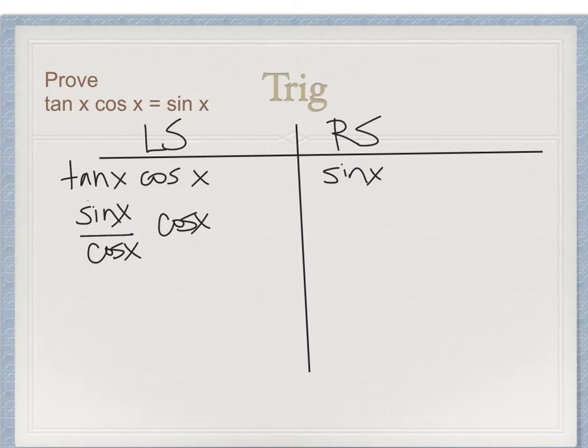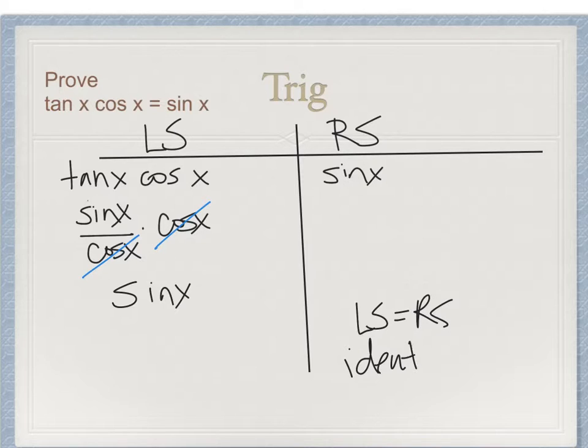Tan x is equal to sine x over cos x. So what I now have is sine x over cos x times cos x. So I'm going to cancel this cos x with this cos x, and then my final answer is sine x. And therefore this identity is true because left side equals right side.